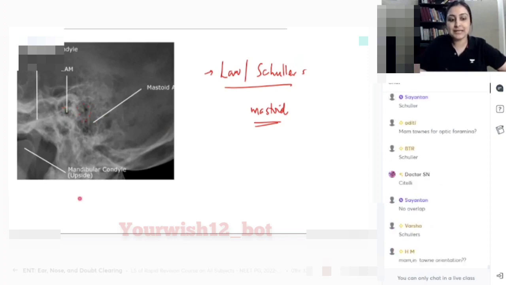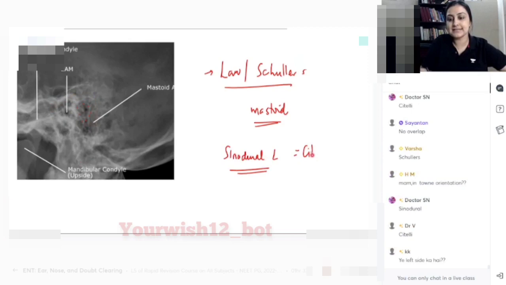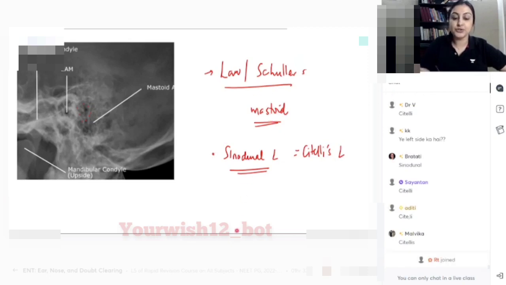So when you see that it is black, with pneumatized mastoid air cells, then we don't have a problem. But when I see that these air cells are obliterated, we will look out for one angle. Here we will see that this angle compresses, and this angle is called the sinodural angle, which is also called Sittel's angle. All right, Sittel's angle. So this is the sinodural angle that you're seeing, and this is the Law's or Schuller's view.